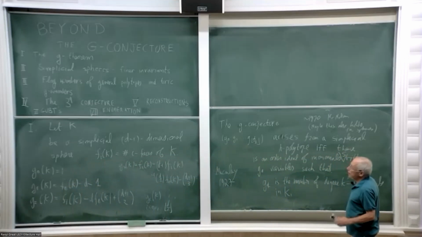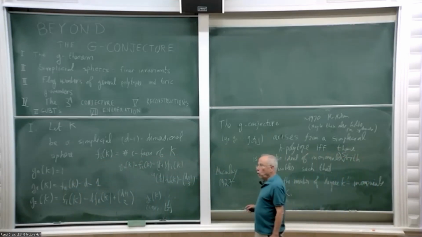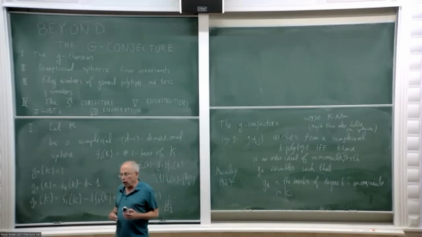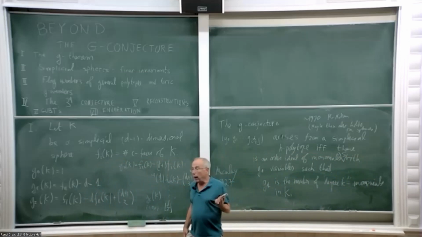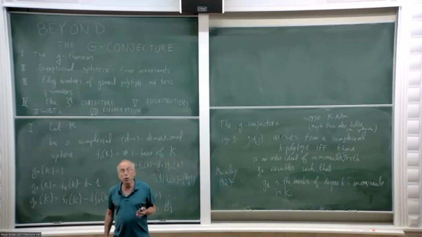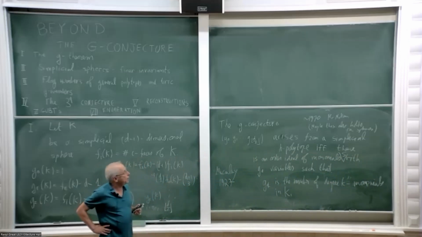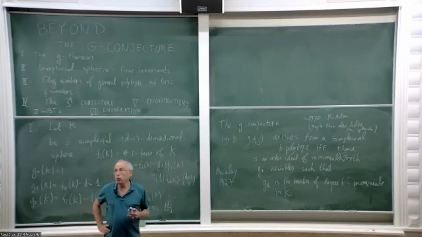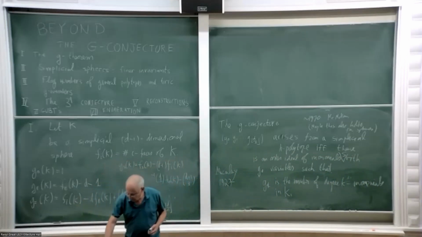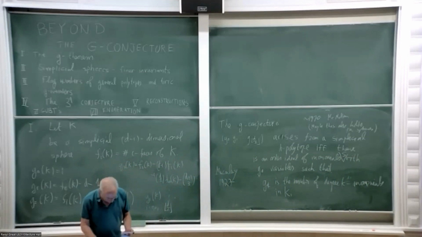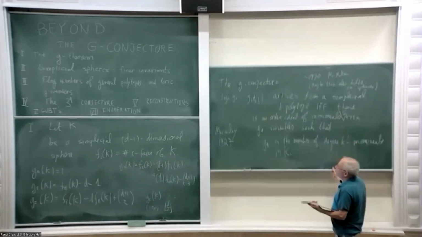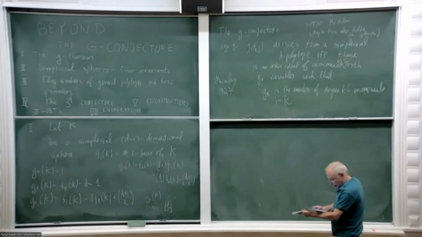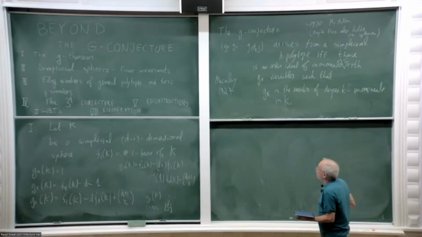And the remaining open question, which remained very interesting to many people in the field, was whether the inequalities that we now know are correct for polytopes apply to all simplicial spheres. And this is called the g-conjecture for simplicial spheres. And in recent years, there were remarkable achievements.